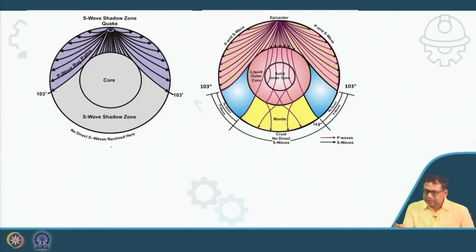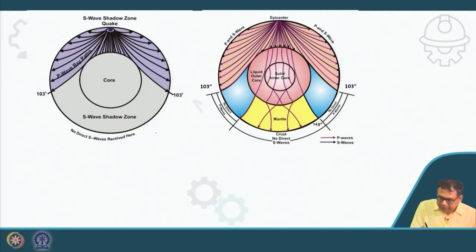Okay? Now you come to this part. This part also has no direct S wave zone, but there is no direct P wave zone also. So let me explain why. That is also because of the liquid nature of the outer core. But before that, let me explain the different velocity patterns as per depth for different waves.